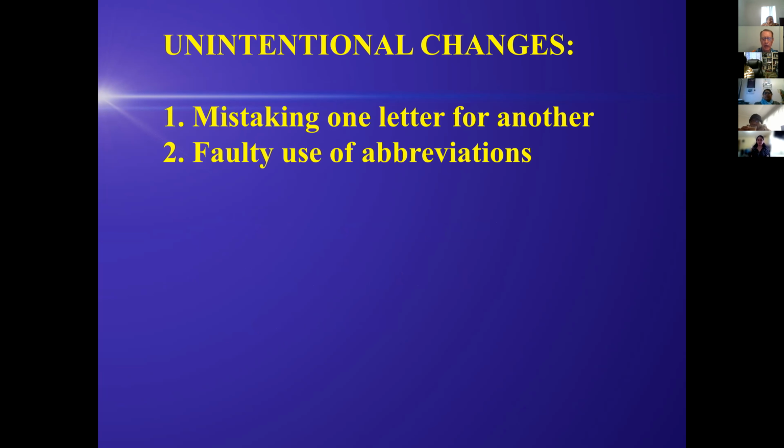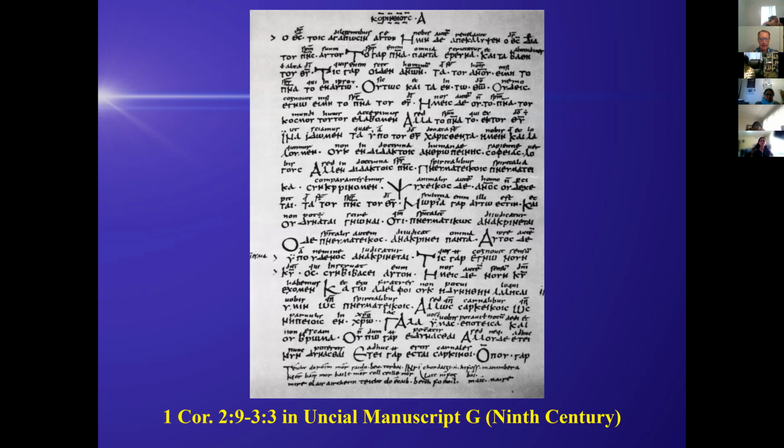There's the faulty use of abbreviations. There came to be 15 standard abbreviations that were used in the New Testament manuscripts. They are called the Nomina Sacra. But one scribe may make his own set of abbreviations, and another scribe doesn't recognize what it was, and that can cause an error. This is a manuscript, Codex G from the 9th century. Now, notice that it is an interlinear. It has the Greek text, but right above each word is the Latin word.